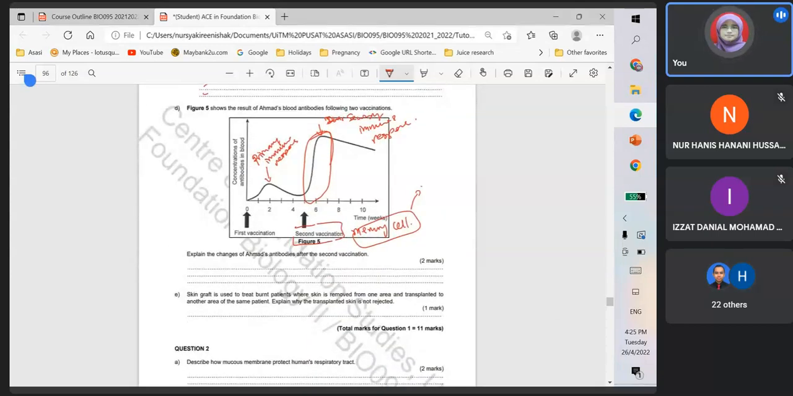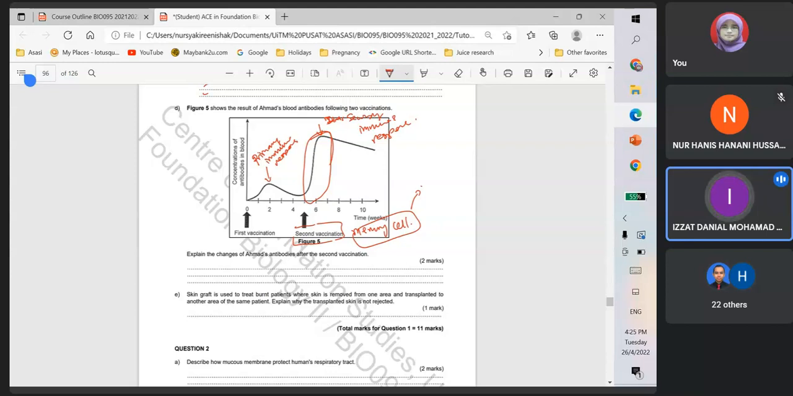So tadi awak cakap tadi apa, antibody concentration was higher ke apa tadi? Tadi siapa? Izzat. Memory B and T cells will trigger the secondary immune response and produce a huge amount of antibody. Betul lah, bolehlah dapat 2 markah. Okay, bolehlah dapat 2 markah. So asal kalau awak cakap pasal memory cell producing antibody in high concentration, you have the 2 marks.